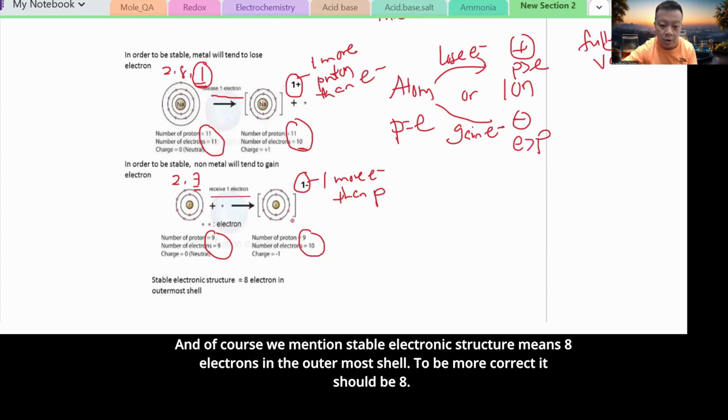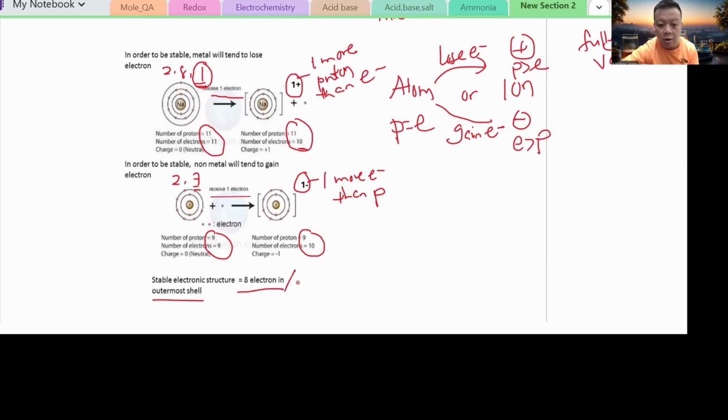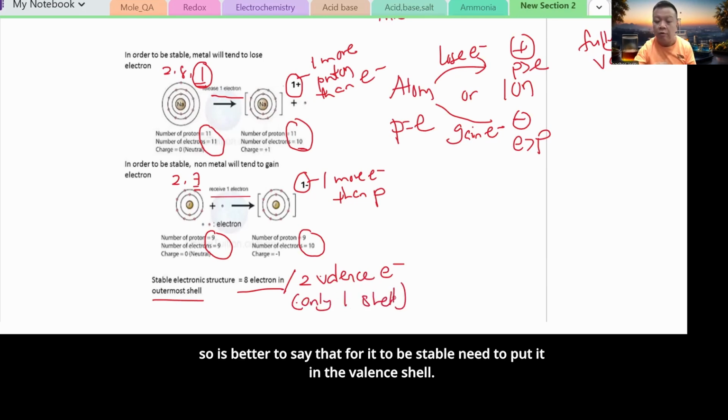All right, and of course we mentioned stable electronic structure means 8 electrons in the outermost shell. To be more correct, it should be 8 or 2. Right? Of course, this one only applies if it has only one shell, then the maximum is 2. Okay, so it's better to say that to be stable, you need to have a fully filled valence shell.